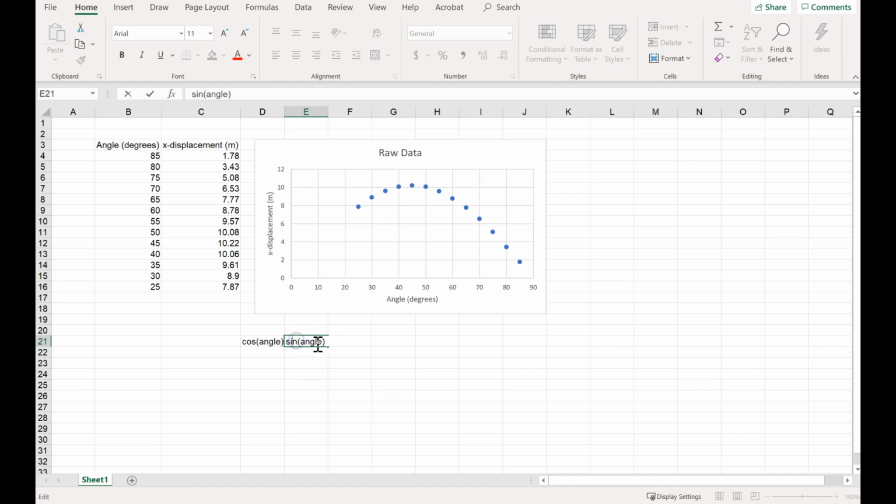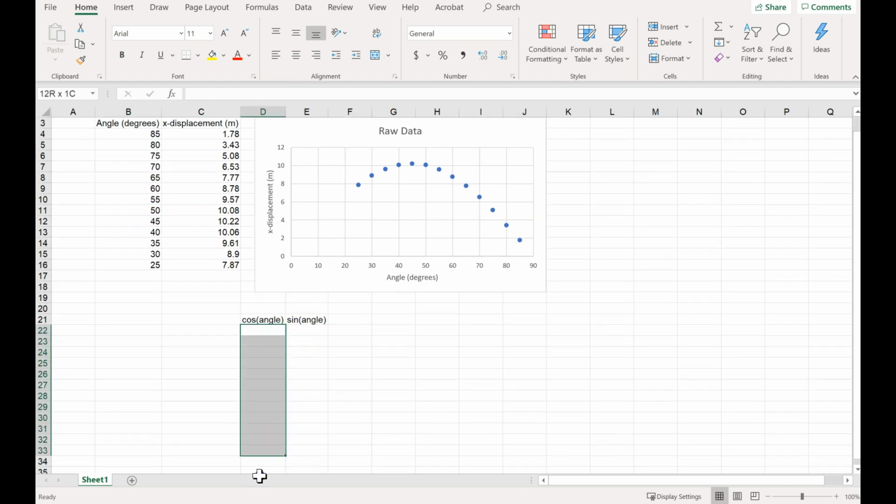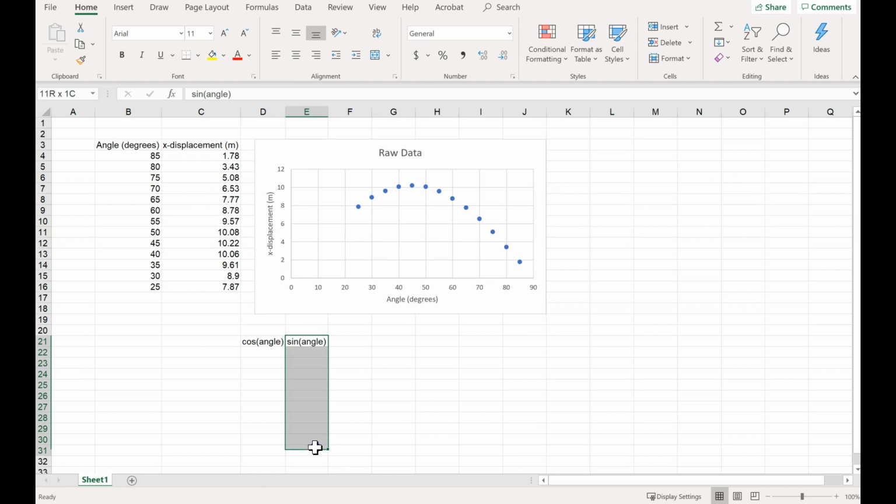Whoops, sine. And we can again, between D and E, if you put your mouse above the D, not below it, but just hover on the D, and then move to the right. And when you see a double arrowed icon, you double click. Okay, so we are going to calculate the cosine of 85, the cosine of 80, the cosine of 75, and put those values here. We'll do the same thing for sine.